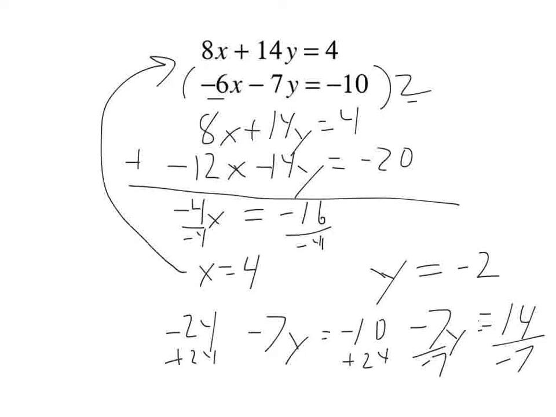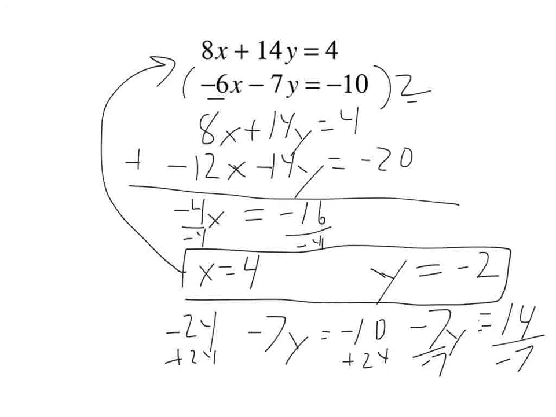So there I have my coordinate pair, 4, negative 2, or simply leave it in that format, and your life is good. Still a lot of steps, but it's manageable.